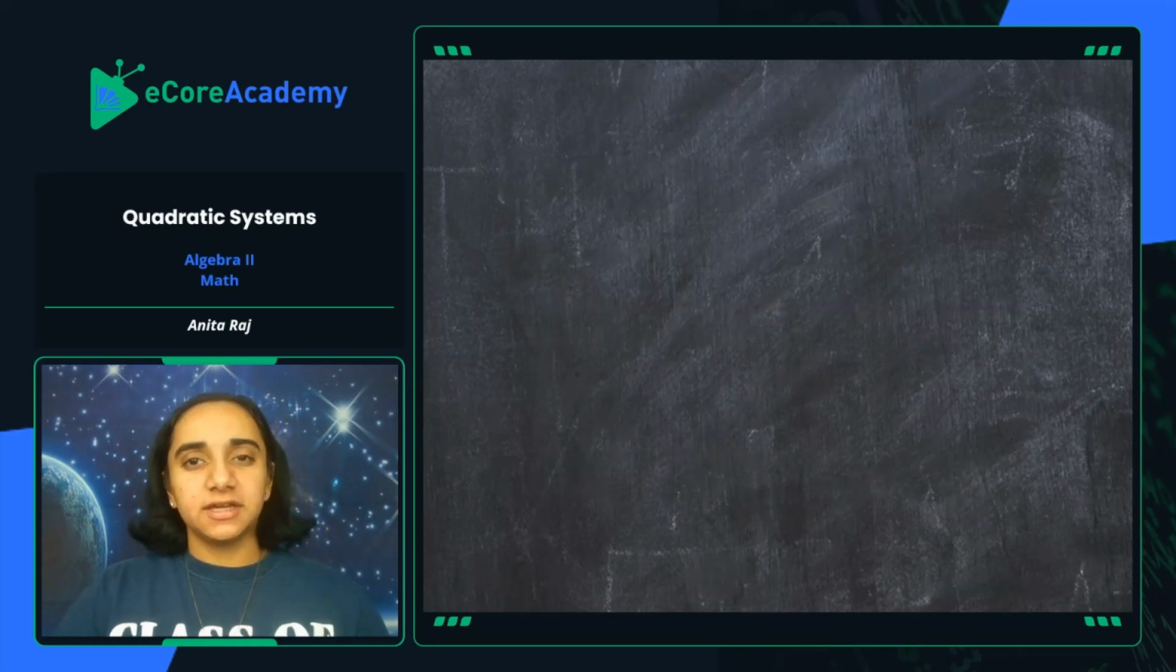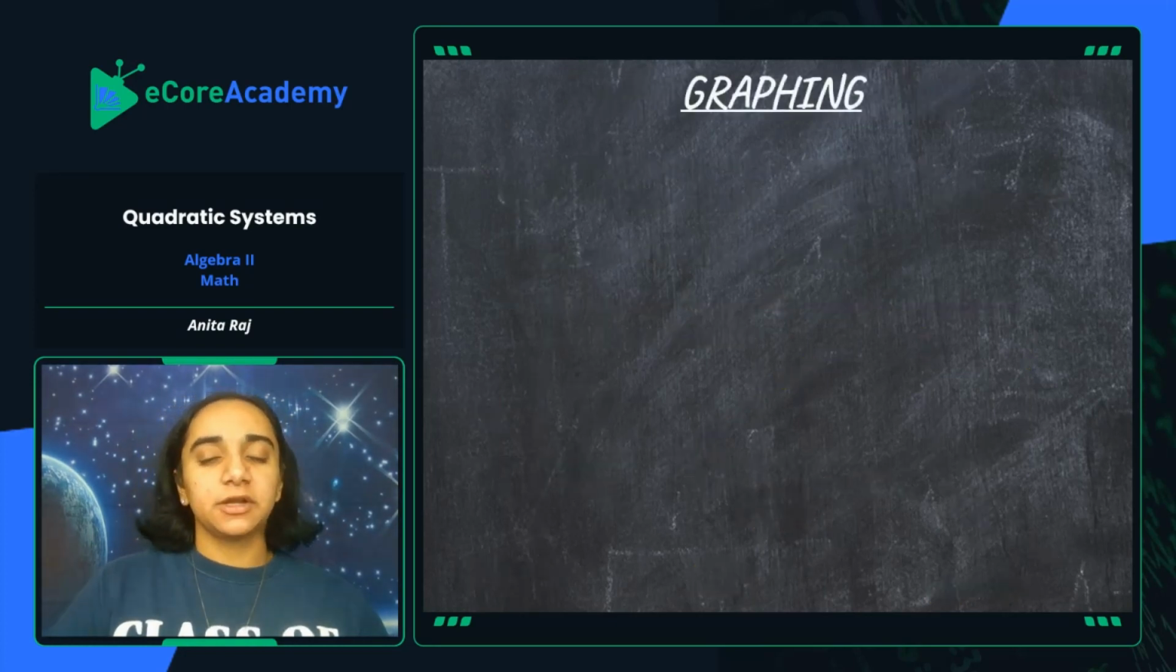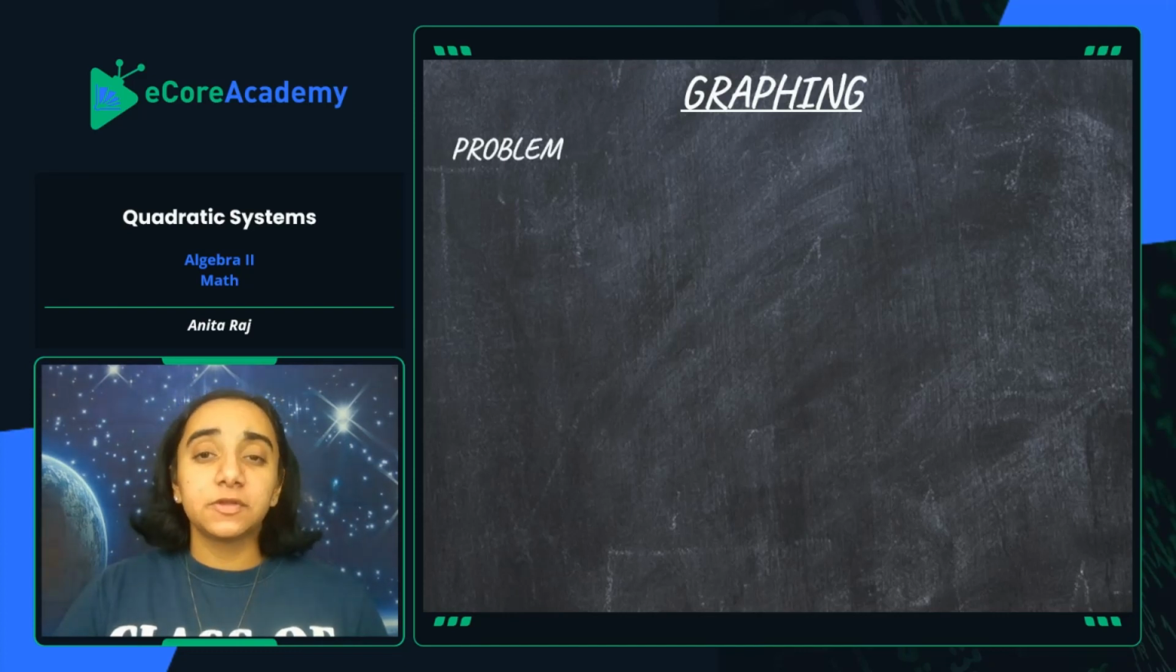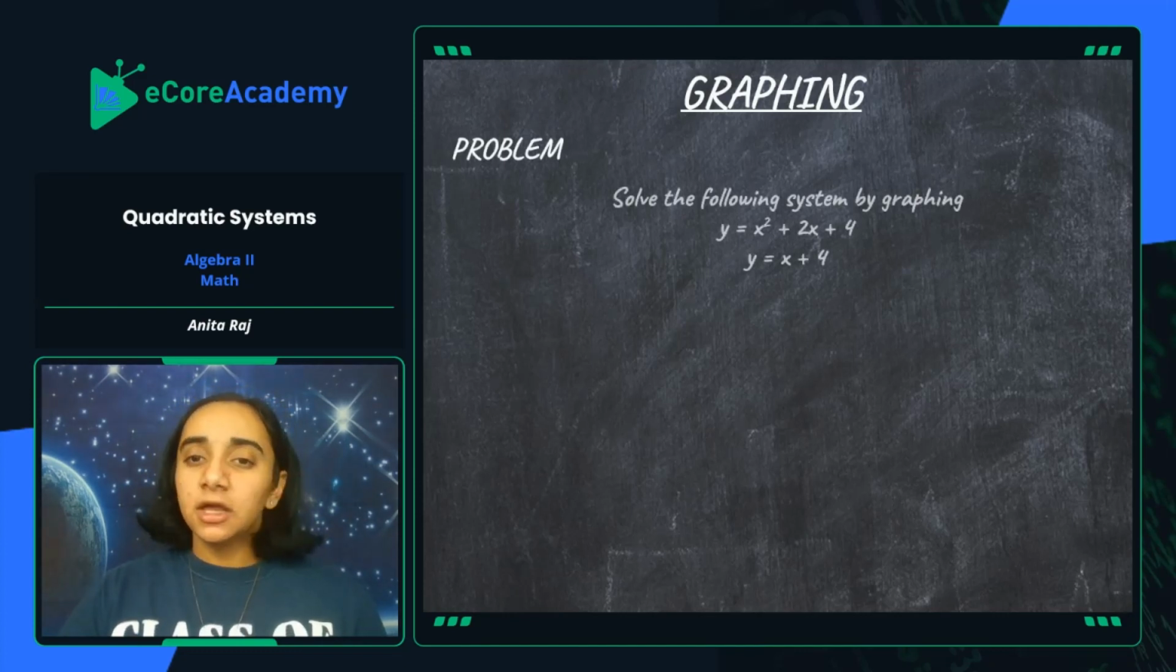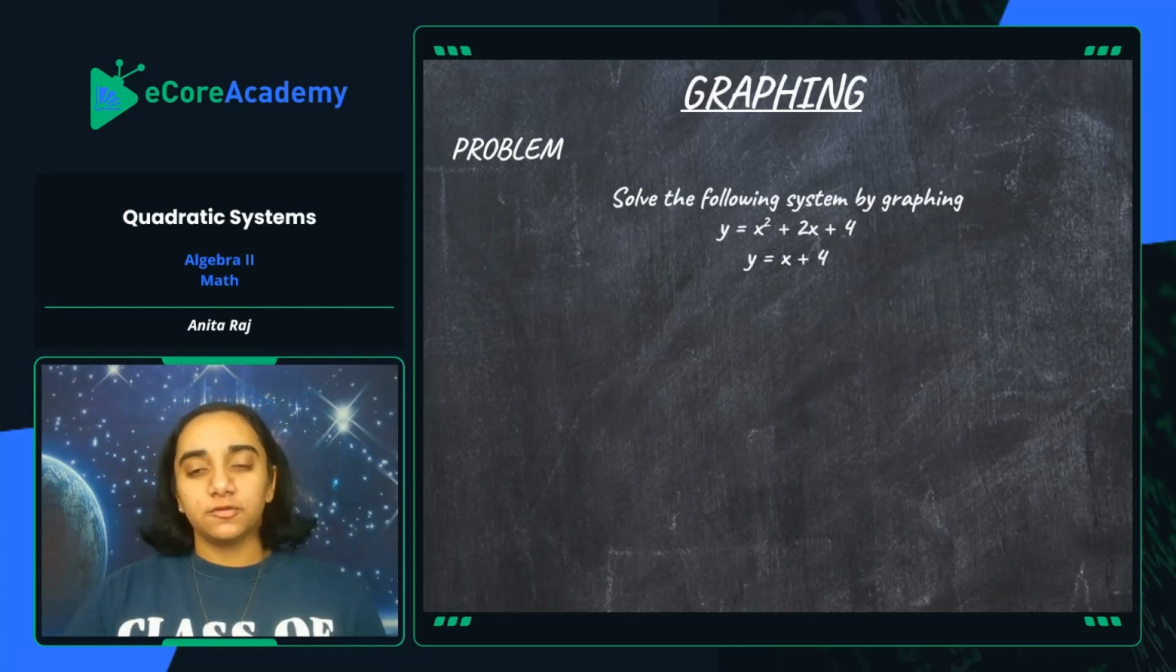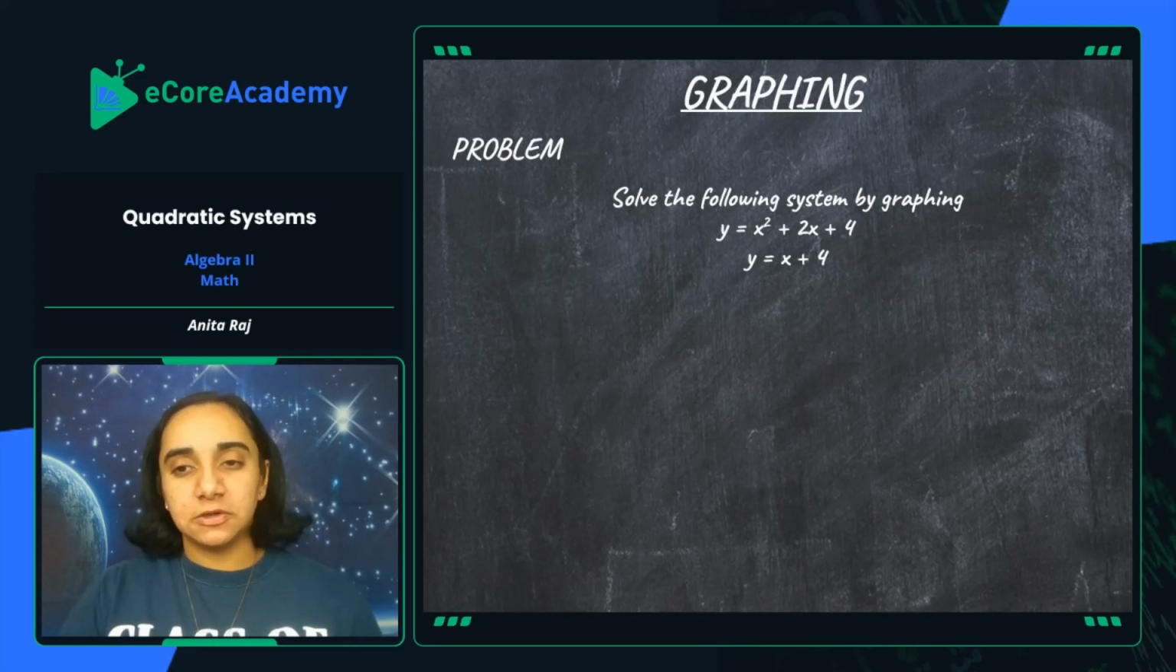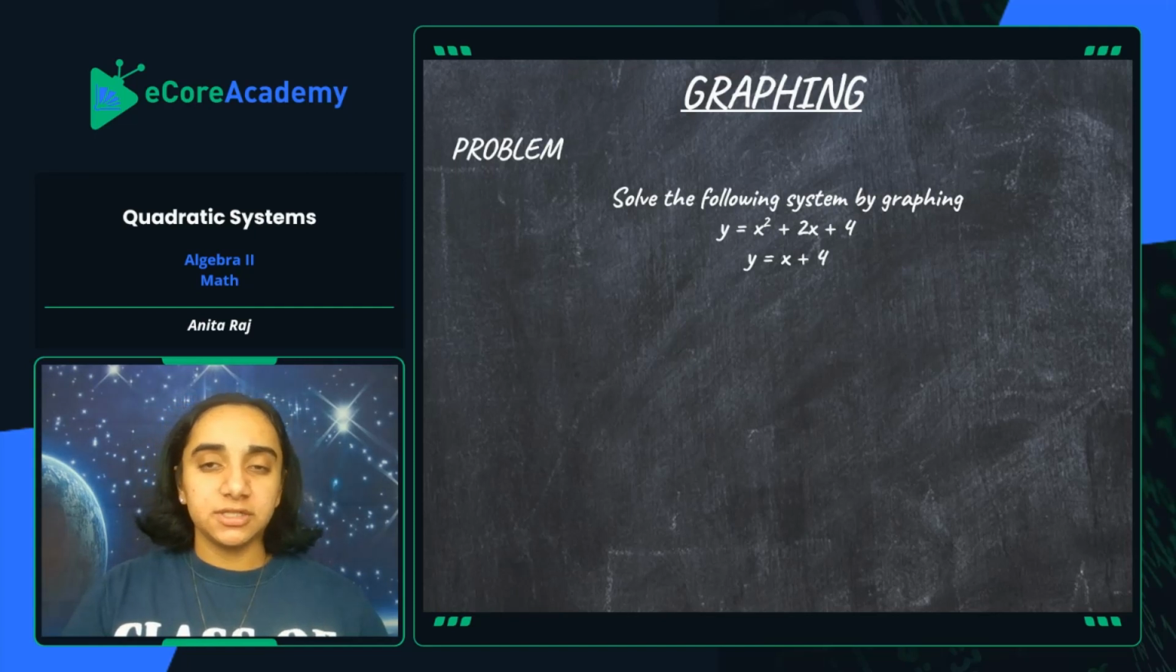Okay, moving on to the next slide, you're going to see our first problem, and I wrote graphing at the top because we're going to use the graphing method to solve this linear quadratic system of equations. So here's the problem. It simply says solve the following system by graphing. Our first equation is a quadratic, as you can see the x squared term. It is y equals x squared plus 2x plus 4. Our second equation is a linear equation because you see it's in the form y equals mx plus b. It is y equals x plus 4. So we need to solve the system, meaning we need to find its solutions by graphing. And I'll show you exactly how to do that.